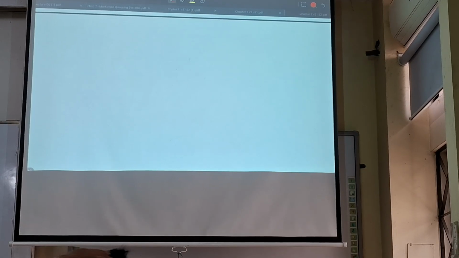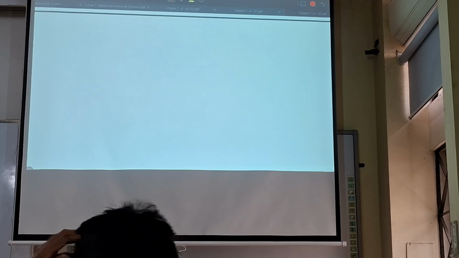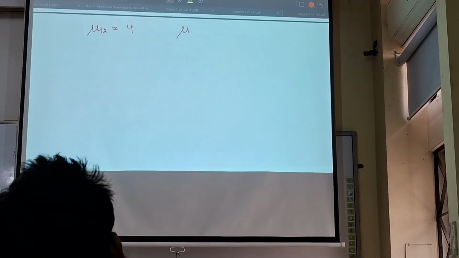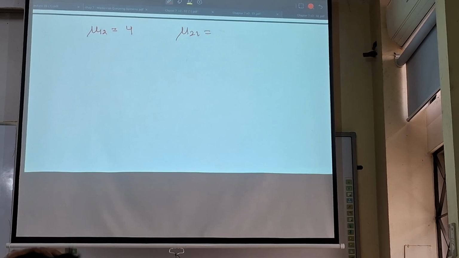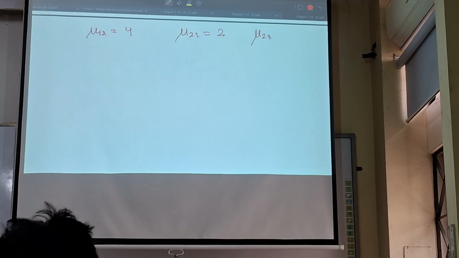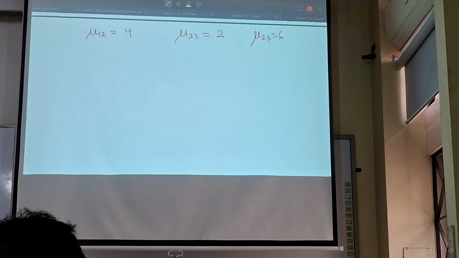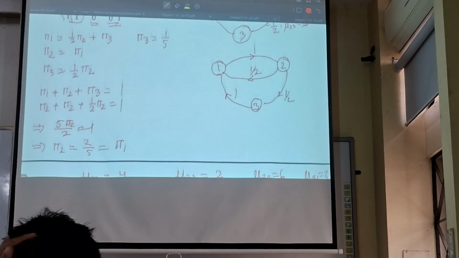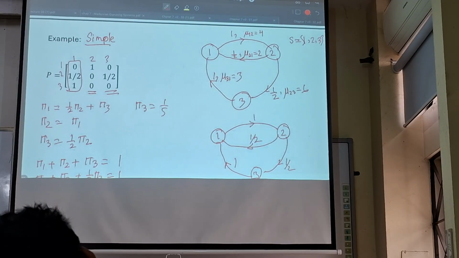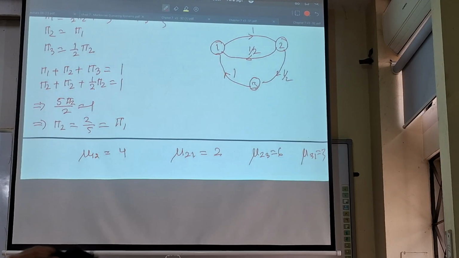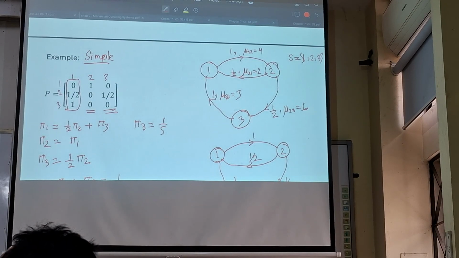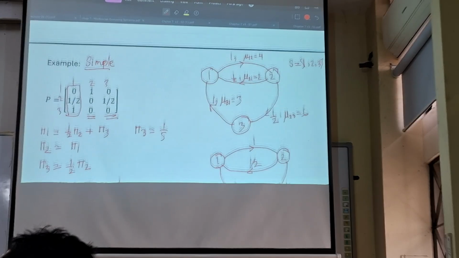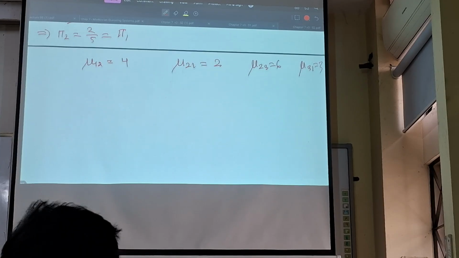Next one, it is given that mu 1 2 equal to what? 4. Mu 2 1 equal to 2. Mu 2 3 equal to 6. And mu 3 1 equal to 3. Right? Just check here. Mu 1 to 2 is 4. Then mu 2 to 1 is 2. Mu 2 to 3 is 6 and mu 3 to 1 is 3.